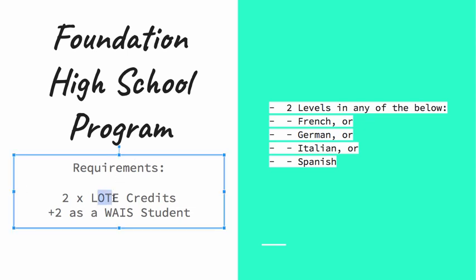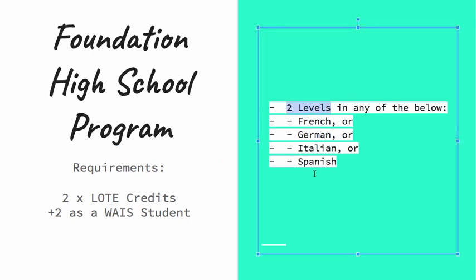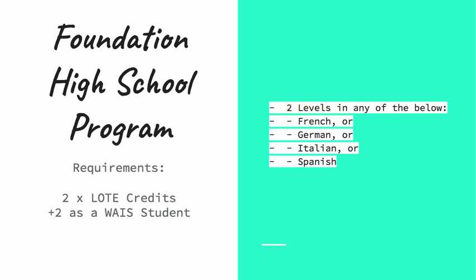So your LOTE credits, this is language other than English, essentially foreign language, so you have to have at least 2 levels in one of these according to the state. Most colleges are expecting 3 but don't require it, but a lot of your really strong colleges actually would like to see you in every year, which is also what we expect here.